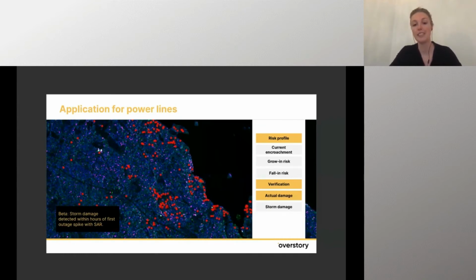The type of data we use for this is radar data. We see this works best for storm damages, especially because when it's stormy, it's often very cloudy. So we need to go through clouds. And with optical data, this is of course limited by clouds when it's very cloudy.